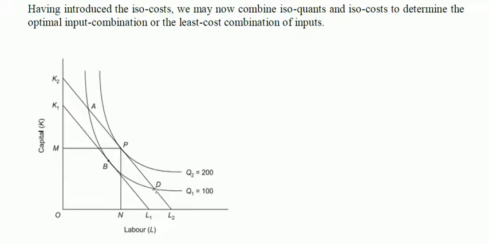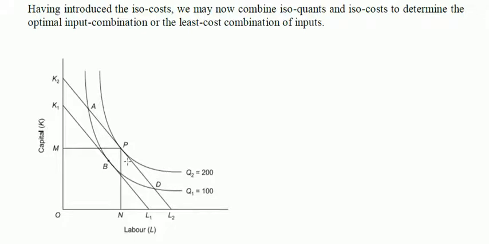Similarly, at point D, I have employed a lower amount of capital and a higher amount of labor, still I am producing 100 units. So at A and D, I have increased my budget from K1 L1, my initial budget at point B, to K2 L2. Still at points A and D, I am producing 100 units. So this doesn't make any sense. A and D I cannot select. I cannot employ this many laborers and produce only 100 units, or this much capital and fewer laborers and produce 100 units. So A and D are definitely rejected.